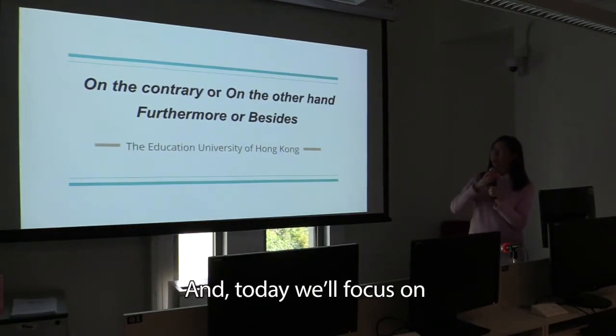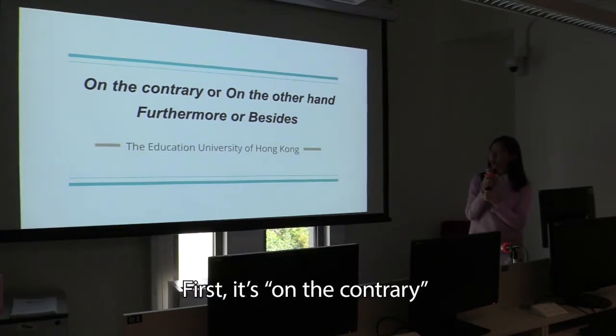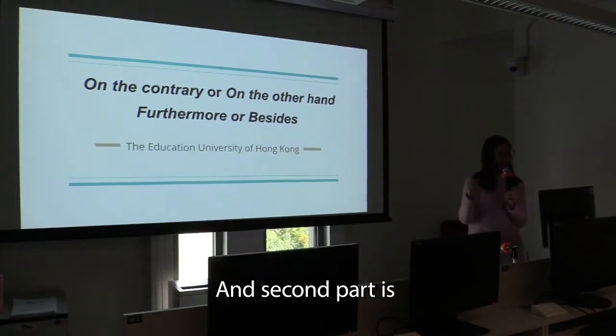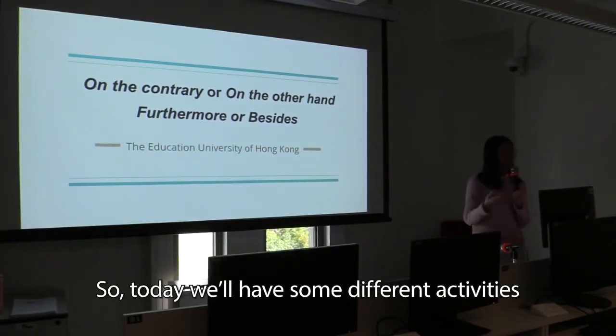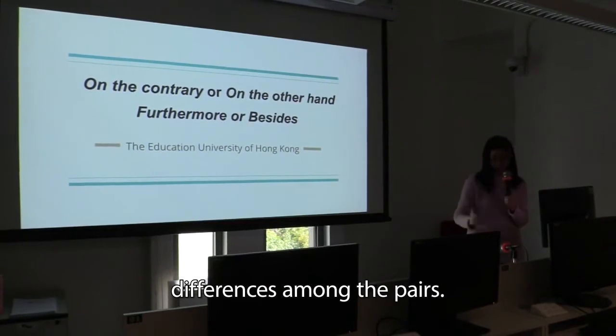And today we will focus on two pairs of conjunctions. First is on the contrary, or on the other hand, and the second pair is furthermore and besides. So today we will have some different activities to help all of you to learn about the differences among the pairs.